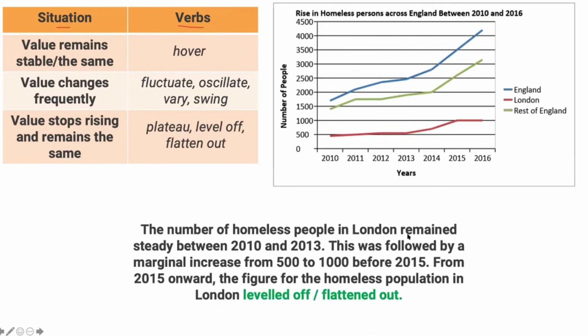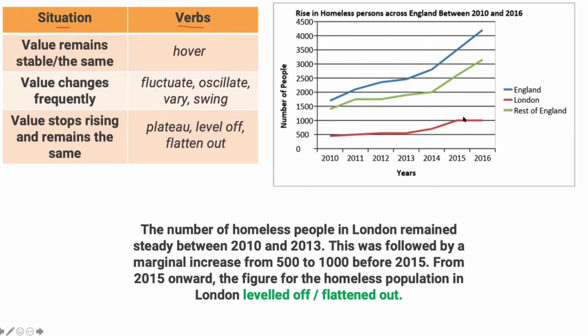And our last example here, the number of homeless people in London remained steady between 2010 and 2013. So I'm looking at London here in red. I'm looking at 2010 to 2013. It is very steady. You could also say that it hovered around 500. Then this was followed by a marginal increase from 500 to 1,000 before 2015, which is exactly what we see here. From 2015 onward, the figure for the homeless population in London leveled off.